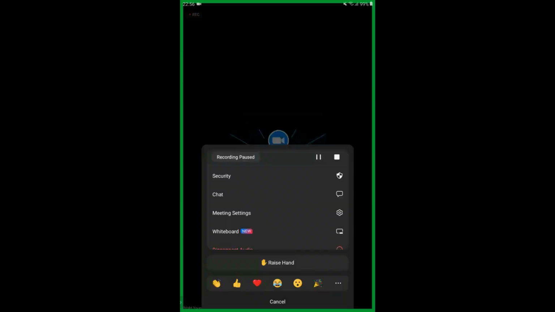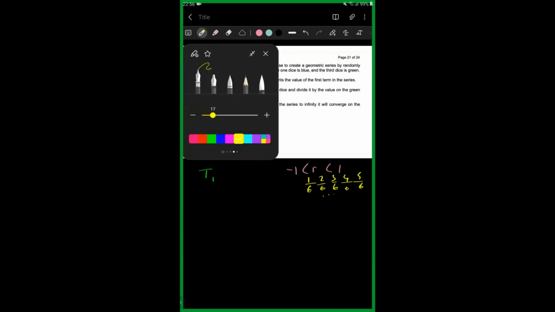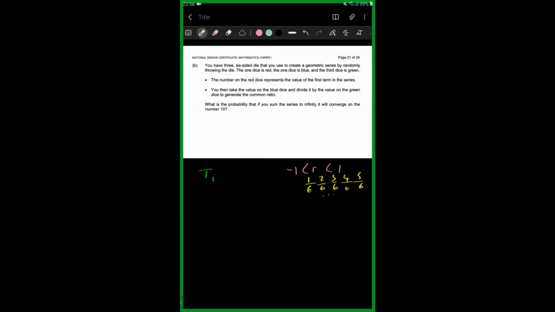Anyways, I've only just looked at this question for a few seconds, and without overthinking it, I think the idea is to just work backwards. So working backwards, they asked what is the probability that if you sum the series to infinity, it will converge on the number 10. So what we already know is your sum to infinity is equal to 10. Let me redo this nicely. Sum to infinity equal to 10.